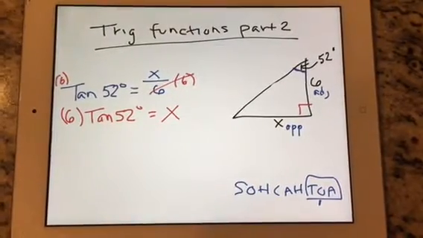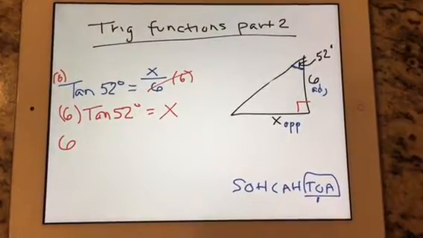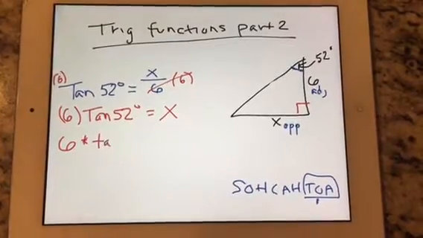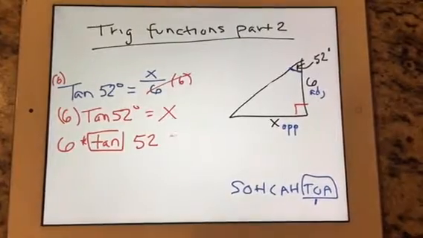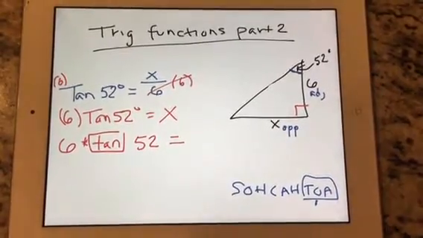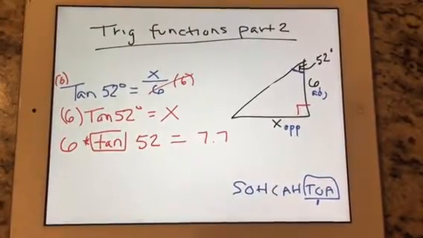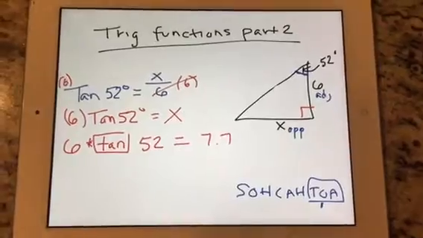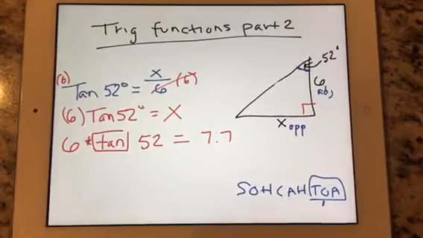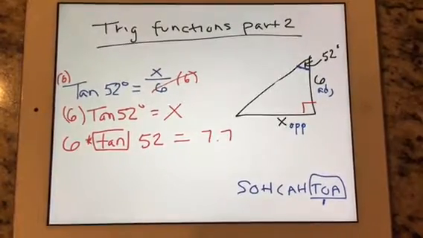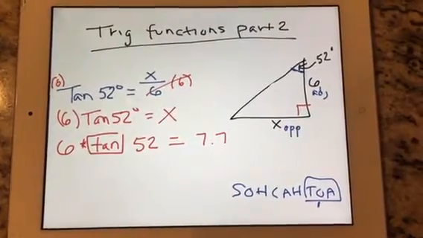This is where our calculator is going to come in handy. I'm literally just going to type in my calculator: 6 times, then I'm going to hit the tangent button, then type 52, and hit enter, and hopefully that is going to give you 7.7. If it doesn't give you 7.7, it's probably going to be one of 2 things. One choice, you did something wrong. But I'm actually going to go out on a limb here and say you didn't do anything wrong. It was the mode of your calculator. That's the other thing it could be, is your mode.